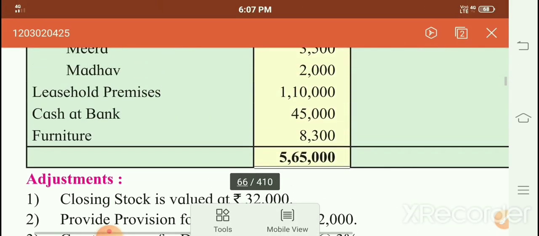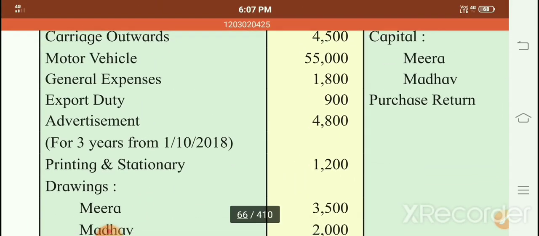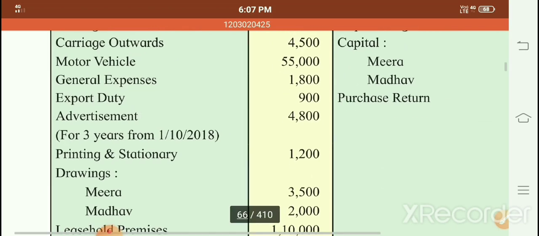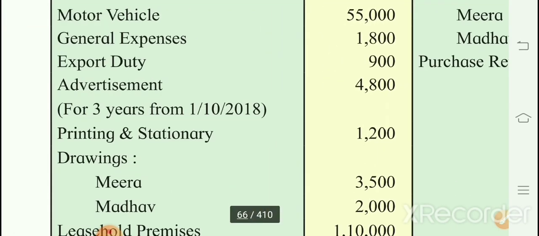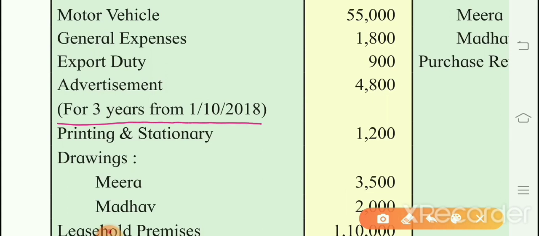Now in our trial balance one more hidden adjustment is remaining. Let me solve it first. See here, advertisement is there. Advertisement rupees 4,800. We have written it on the debit side of the profit and loss account. Now the hidden adjustment says that this advertisement is for 3 years. It is paid for 3 years from 1st October 2018.